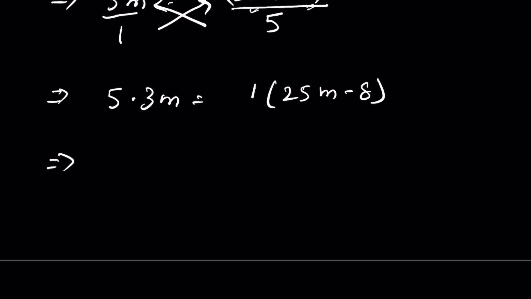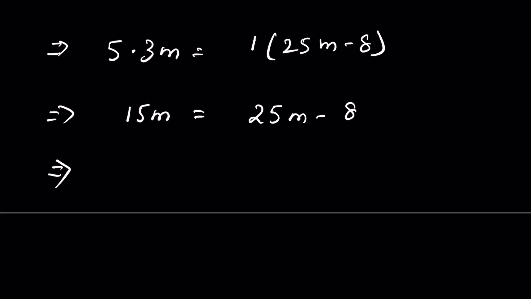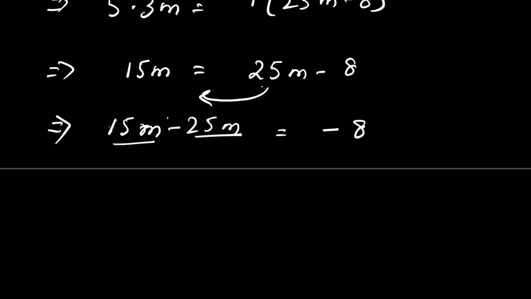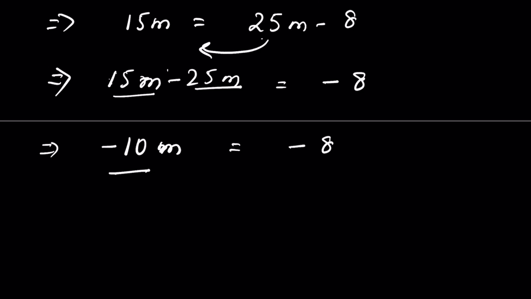Now 5 times 3 is 15m. Remember that we can multiply. And this side we have 25m minus 8. Now if we send 25m to the left hand side, it is positive 25m, it will be here negative 25m. Now this is 25m and this is 15m. That means they are of the same family. We can subtract, and this side we have minus 8. We cannot subtract 25 from 15, but we can subtract 15 from 25, so it will be negative 10m, and this side minus 8. Now divide both the side by negative 10.